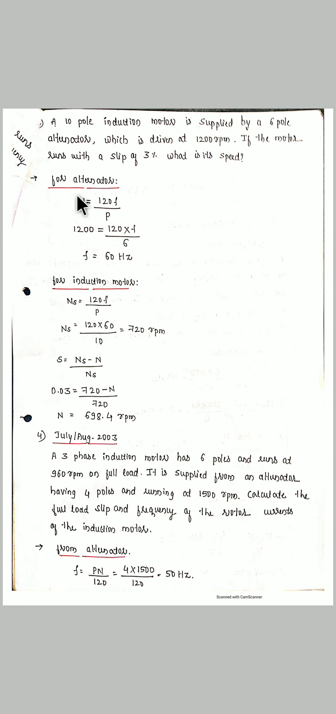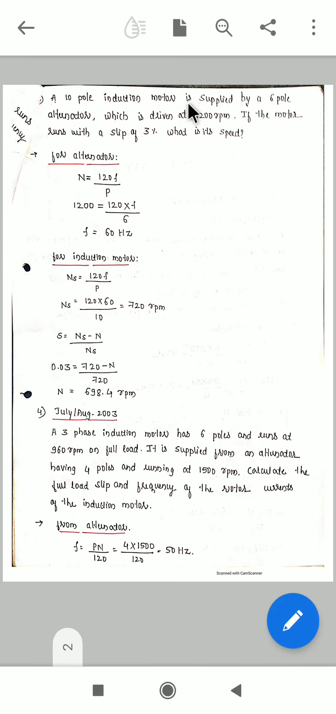Next one: a 10-pole induction motor is supplied by a 6-pole alternator which is driven at 1200 rpm. If the motor runs with a slip of 3%, find its speed. In such problems we get confused, because two different values of poles are given. The 10 pole belongs to the induction motor and the 6 pole belongs to the alternator.